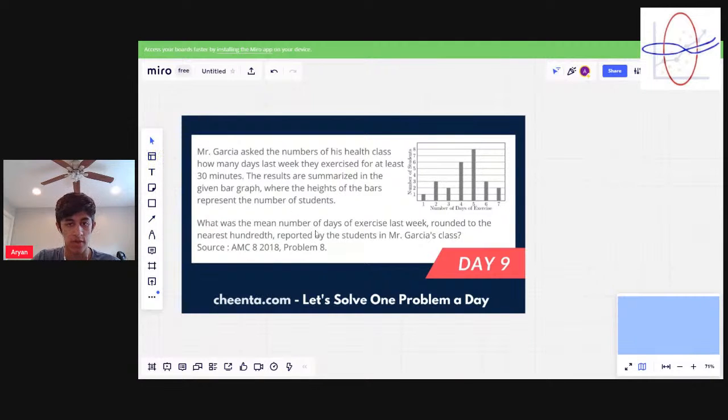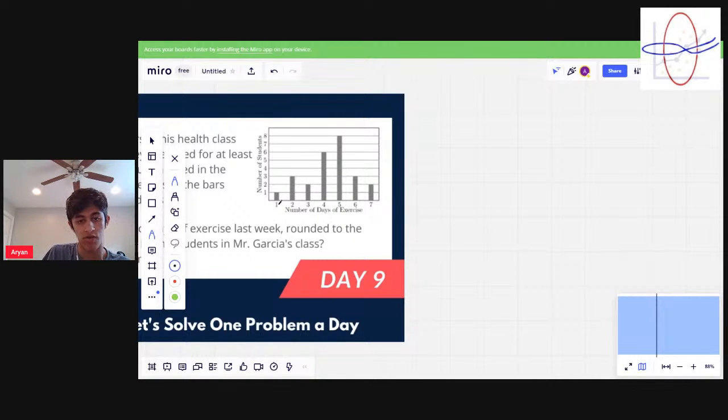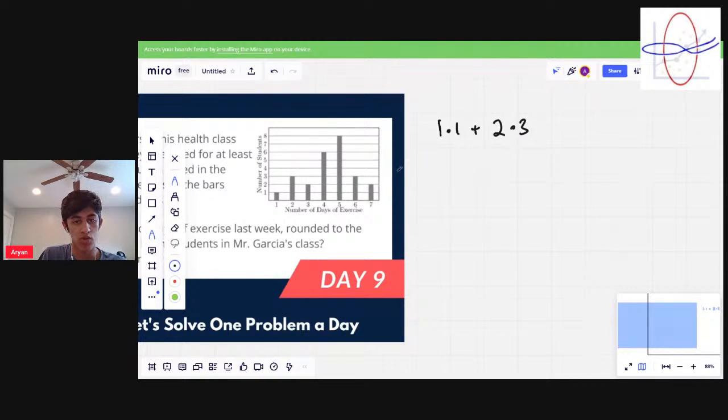So if we zoom in here to get a better idea of the graph, we can see that the number of days exercised are along the x-axis and the number of students are on the y-axis. Starting with our first bar, that's 1 day, and how many students did that? That's just 1. Next we have 2, which goes up to 3, so 2 times 3. Again, we want to find the total number of days that have been exercised for at least 30 minutes, and you just multiply your x and y values.